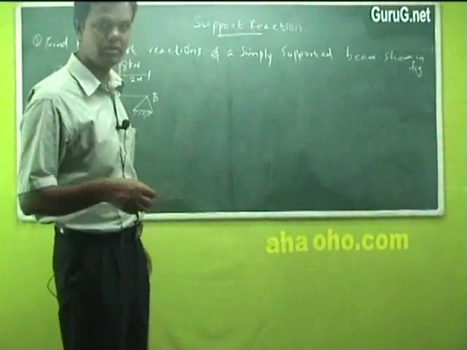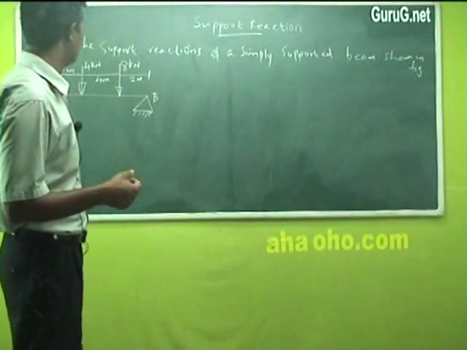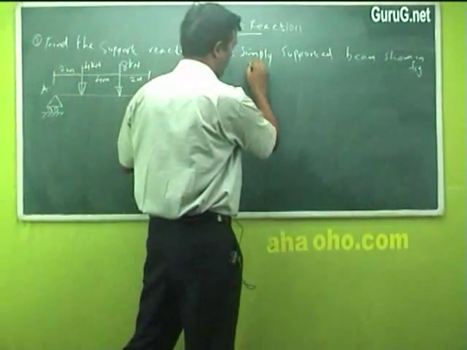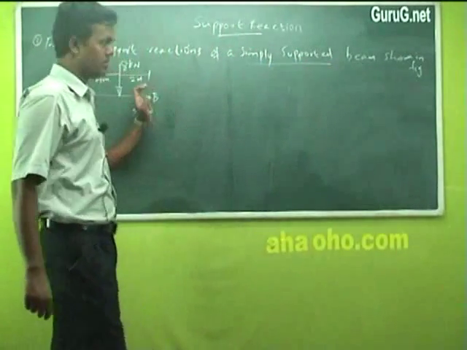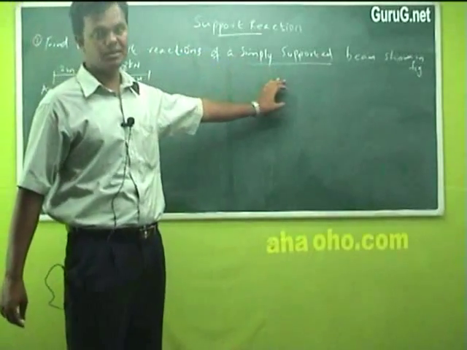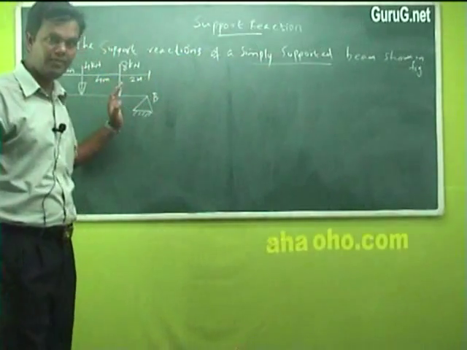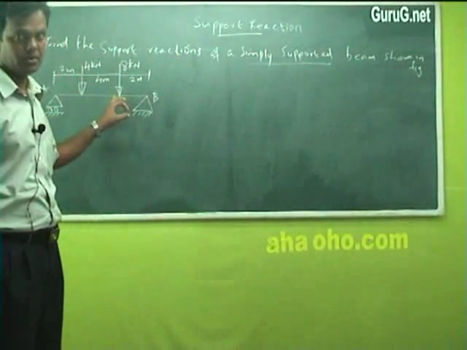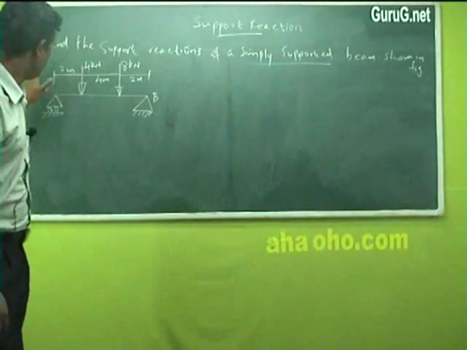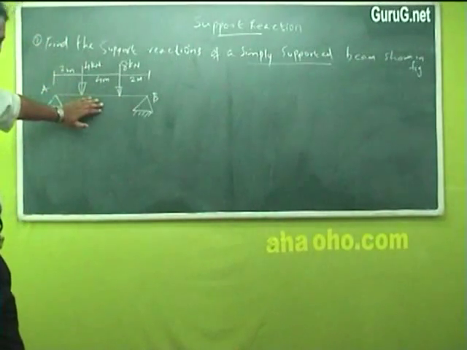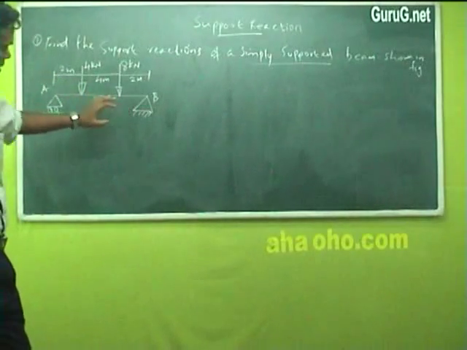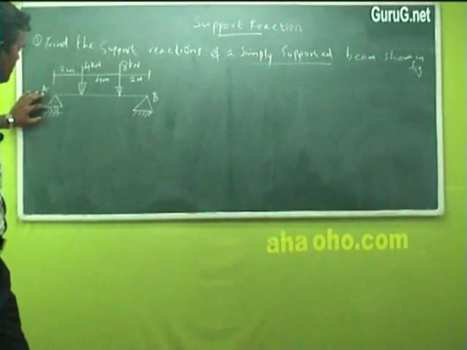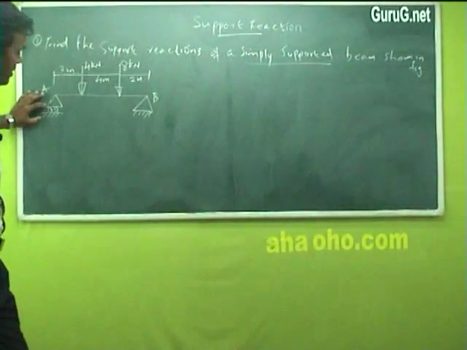Now, here's an example problem: to find the support reactions of a simply supported beam. Basically, a simply supported beam means a beam which will have one or two point loads alone, right? In this sketch, you can see that this beam has two ends, A and B. At end A, with this diagram indication, we have to find out what type of support this is.